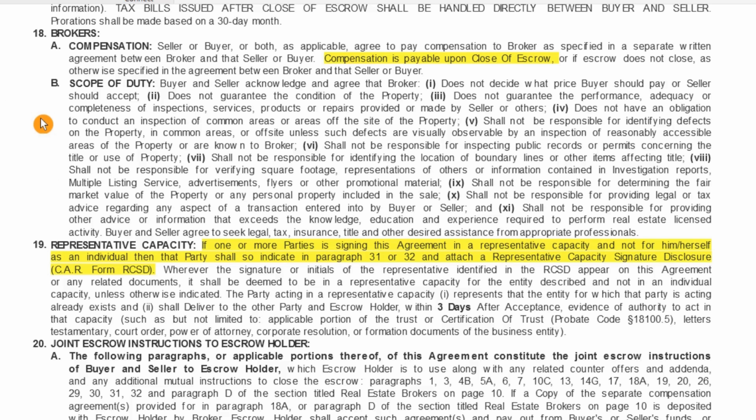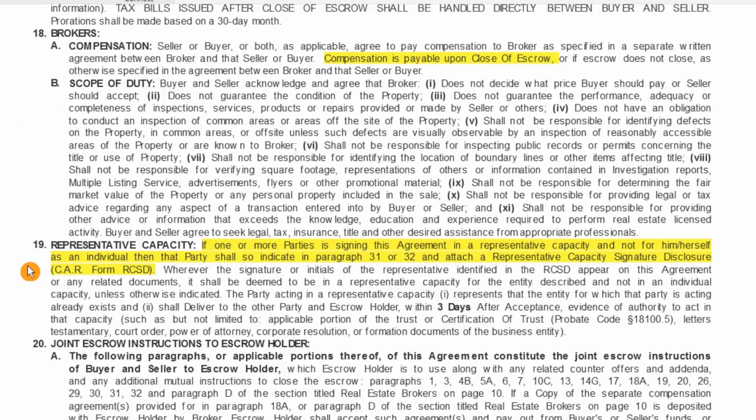brokers and their agents are responsible for certain things, and other things we are not. We don't practice law. We don't give tax advice. We don't tell you how much to pay for the home. We don't tell you how much to sell a home for. But all of those specifics are covered in this paragraph here.